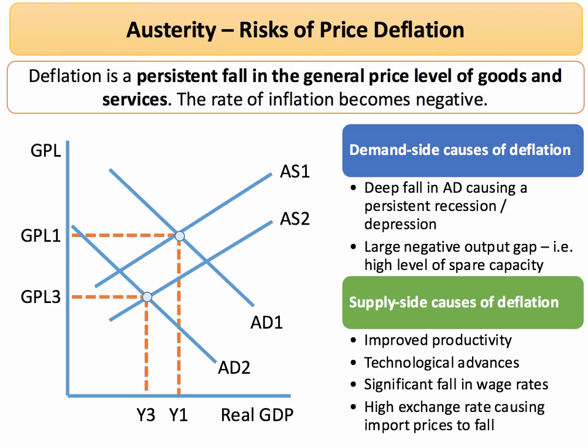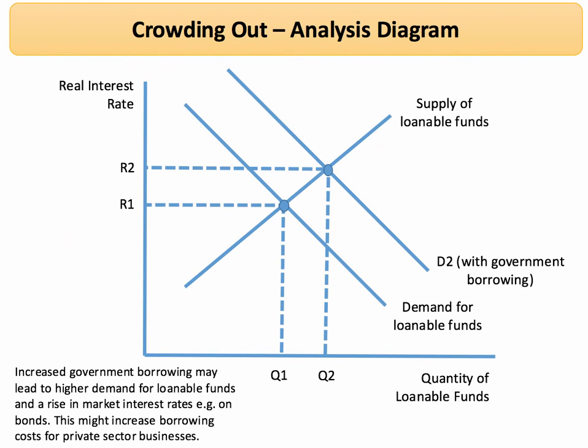Here's a chart showing the risk of price deflation. Of course, deflation can happen on the demand side, so Keynesians would tend to focus on the fall in AD, the output gap becoming negative. Of course, deflation can also happen when the supply side improves, where there's technological advance, higher productivity, perhaps a high exchange rate causing the price of imports to fall.